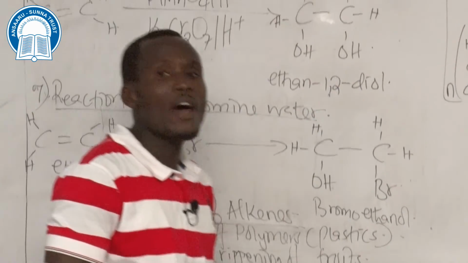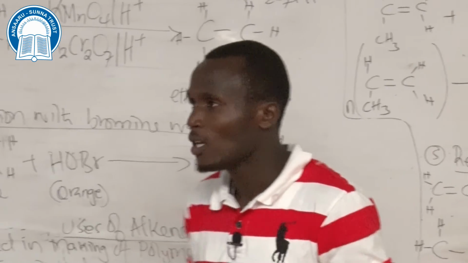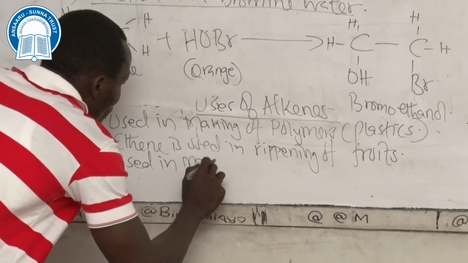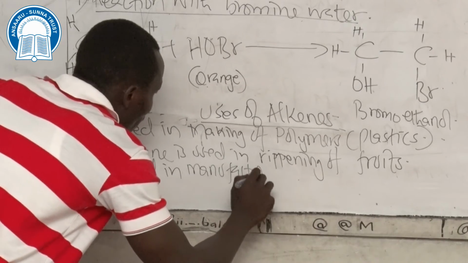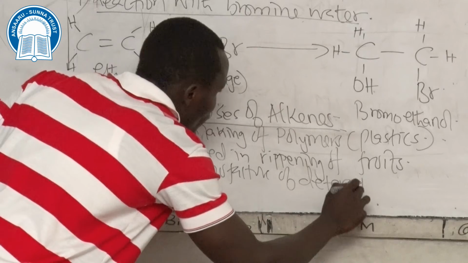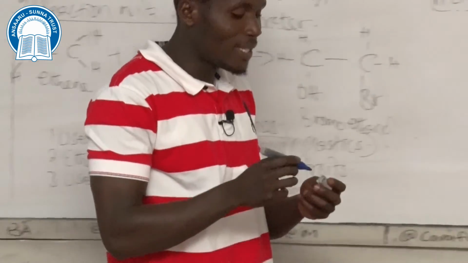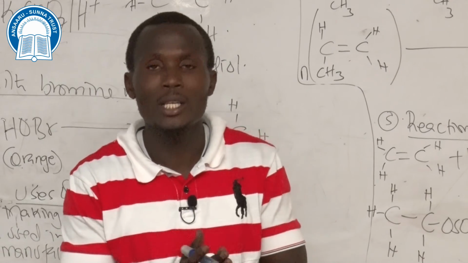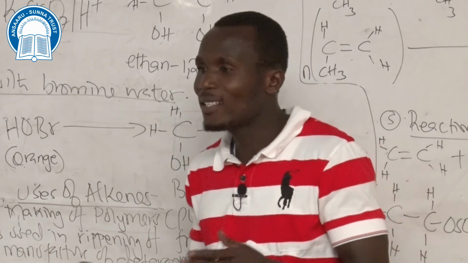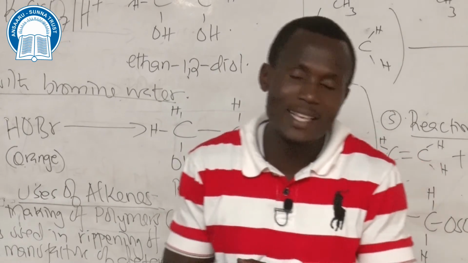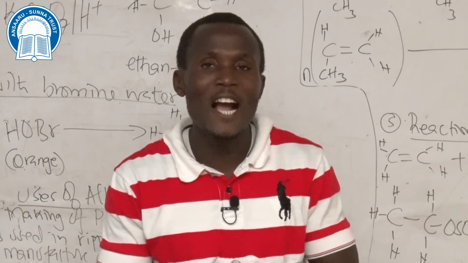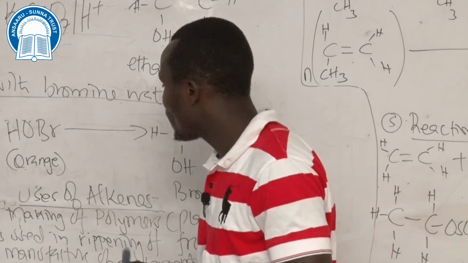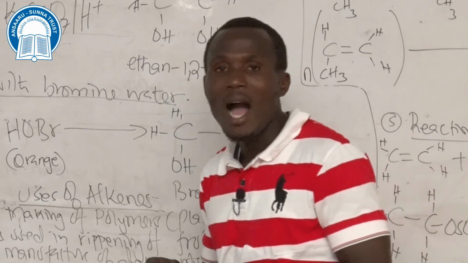The third one, alkenes are also used in the manufacture of detergents. Detergents are soaps, those we use in cleaning, sabuni. We know that detergents are of two types: soapy detergents and soapless detergents, but that will be covered later in organic chemistry too. So these are some of the uses. And the last one, alkenes are also used in the manufacture of solvents like alkanols.